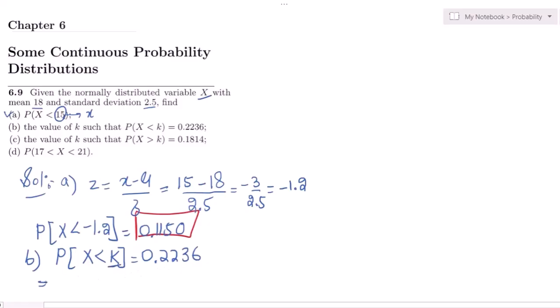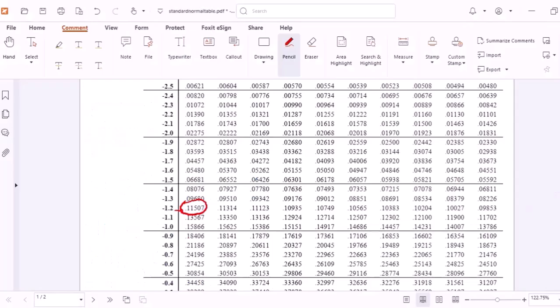For that, we have to do what? If you want to find out the value of z, we have to take the inverse of 0.2236, and this is from the table that we need to find out this value, and then we will write the value of z which corresponds with this value. So let us move to the table as well. So 0.2236, we have to look for it here.